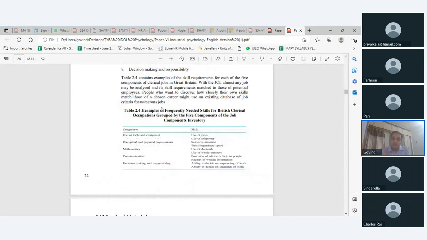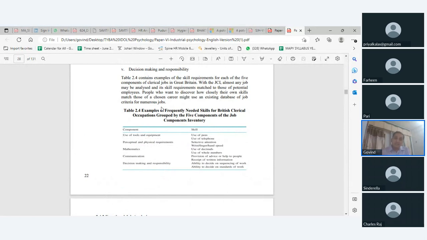So what is use of tools and equipment? What are the perceptual and physical requirements? What is mathematics? What is communication? And what is decision making? In this skill section, it is not necessary that you remember it exactly as it is. You just connect it to any job. If you are working, just connect it that way.